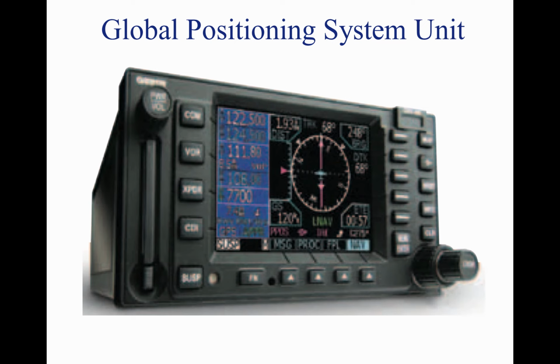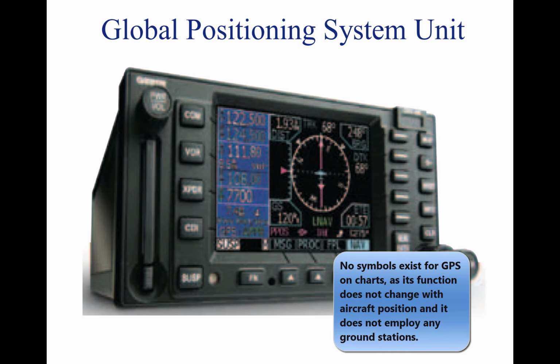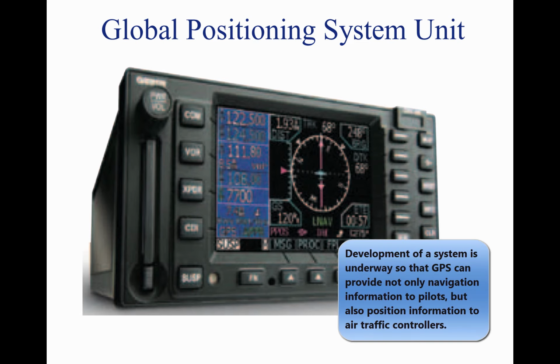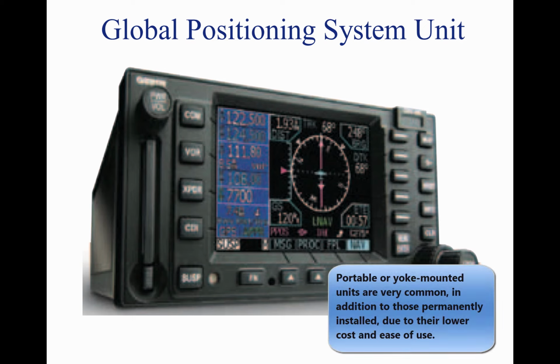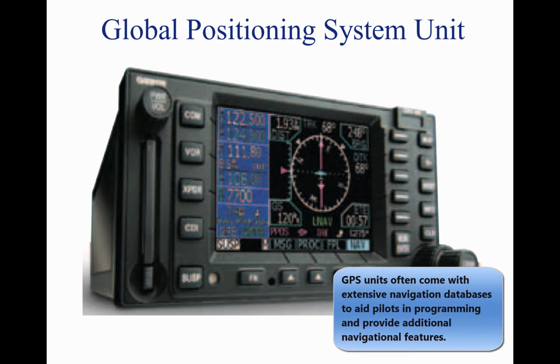Global Positioning System. The GPS is a satellite-based radio navigation system. Its RNAV guidance is worldwide in scope. There are no symbols for GPS on aeronautical charts, as it is a space-based system with global coverage. Development of the system is underway so that GPS is capable of providing the primary means of electronic navigation. Portable and yoke-mounted units are proving to be very popular, in addition to those permanently installed in the aircraft. Extensive navigation databases are common features in aircraft GPS receivers.